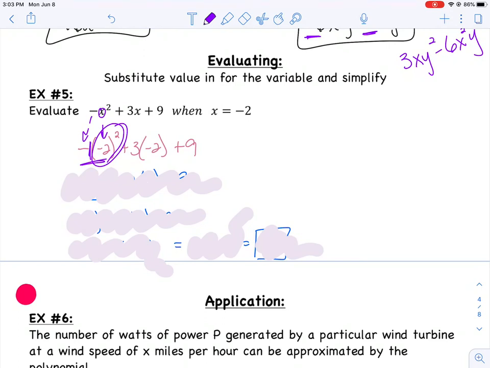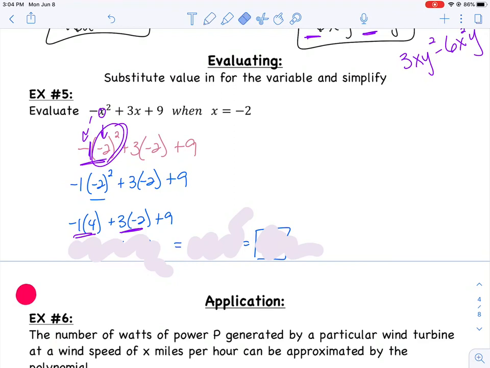So what we really need to do is make sure that we take that -2 and square it first before we combine it with the -1 in front. So what's -2 squared? -2 times -2. I ended up getting a +4. Now I can take that +4 and multiply it with the -1. So I have 4 times -1. I also have a 3 times -2, and then I have my +9 in the back.